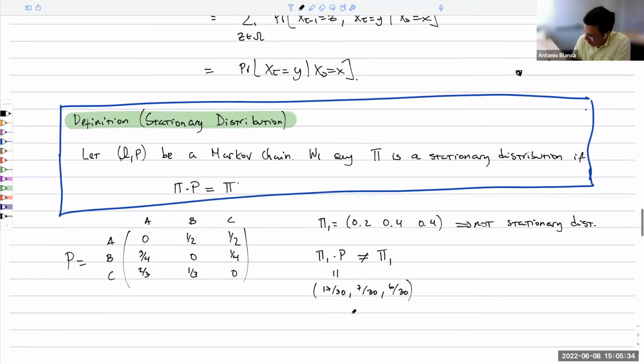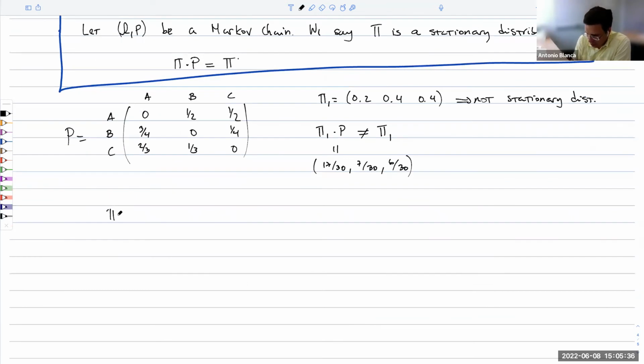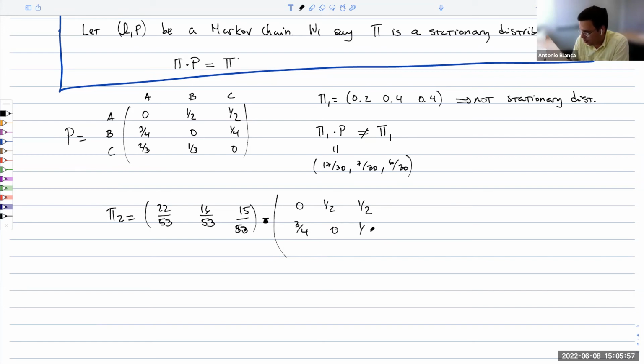But if you tried, you can now consider pi2 equals 22/53, 16/53, and let's say 15/53. And you multiply this times P, which is 0, 1/2, 1/2, 3/4, 0, 1/4, 2/3, 1/3, 0.